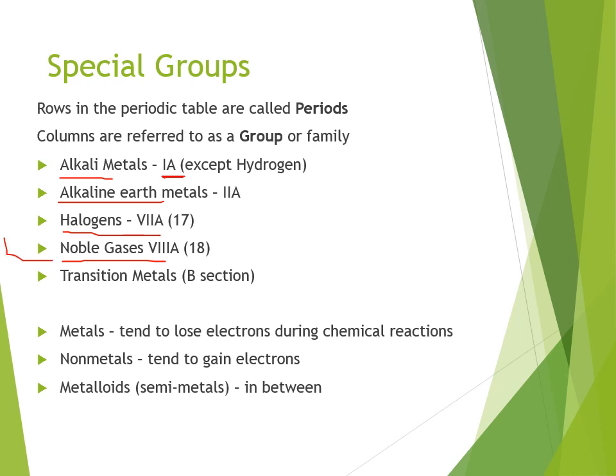So all of these special groups are present in those representative elements. The other special group that we're going to mention is that B section where the transition elements are, and those are actually already labeled on the periodic table in the previous slide. So next what we're going to look at are where the metals, nonmetals, and metalloids are. Keep in mind that metalloids are often referred to as semimetals as well. Those two terms can be used interchangeably.